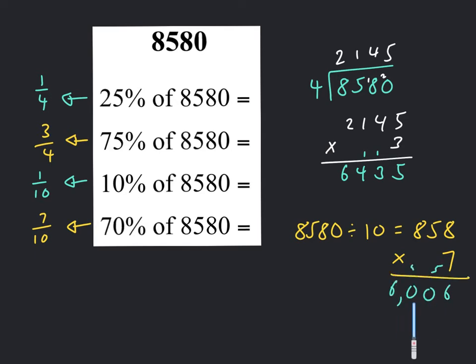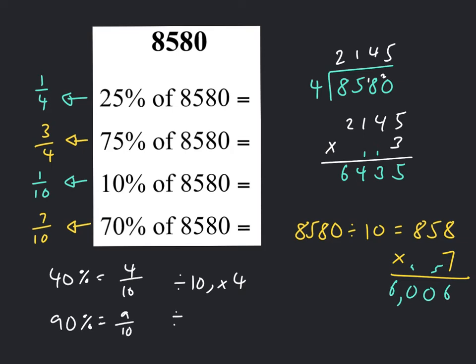And my answer this time was 6006. Now that goes for any multiple of 10. So if we were trying to find, for example, 40% of something, 40% is 4/10, so we would divide by the bottom and multiply by the top. If we were finding 90% of something, 90% is 9/10, so we would divide by the bottom, multiply by the top.